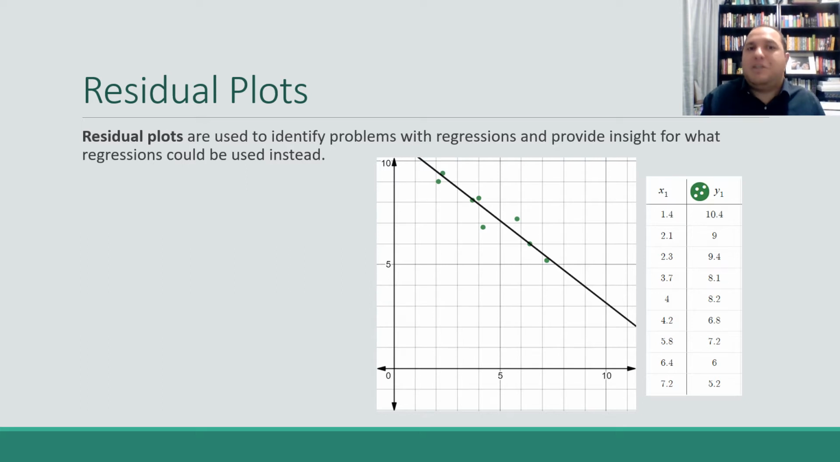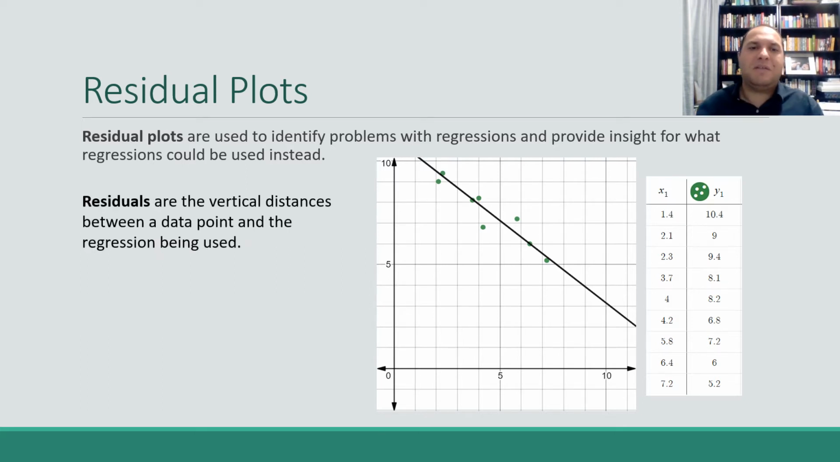Now, this just opens up another question. What is a residual? Residuals are the vertical distances between a data point and the regression or the prediction that our line or our curve of best fit provides. So in this case, let's look at a couple of data points here. Let's look at this one here, that's our 4.2. And let's look at the next one along, that's our 5.8.